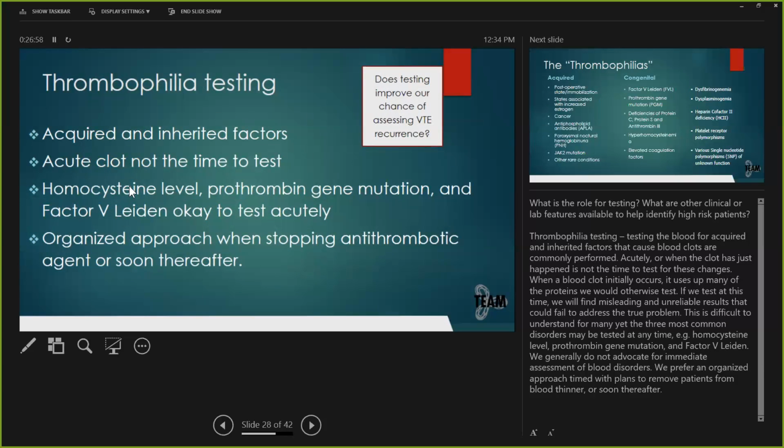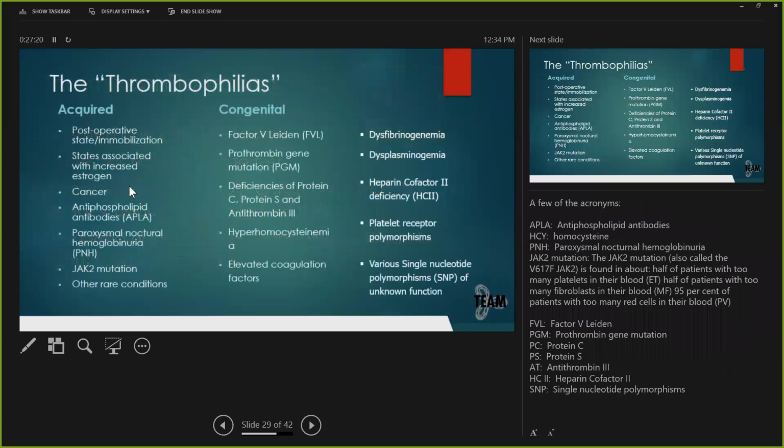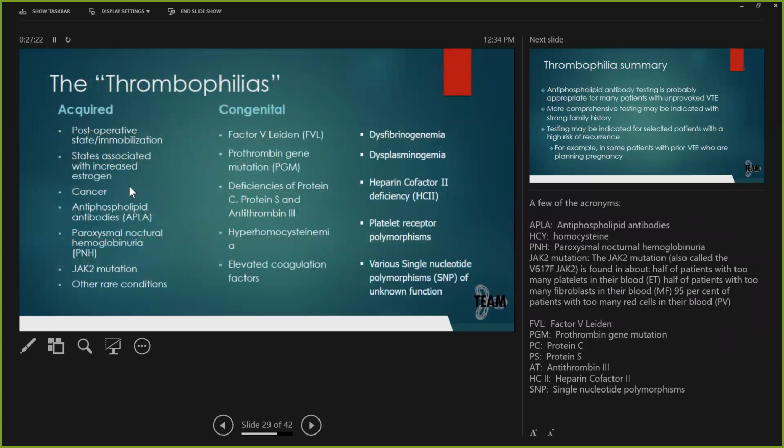So the tests which are okay would be factor V Leiden mutation, prothrombin gene mutation, and homocysteine levels, because those are mutations. They would be either positive or negative, so those should be okay to test acutely. But for antiphospholipid syndrome, protein C, protein S, and antithrombin 3 levels, you don't want to test them when they have an acute clot. So you test them when you're ready for the patients to get off the blood thinner, or when they are more stabilized on the blood thinners, then you can test those patients.